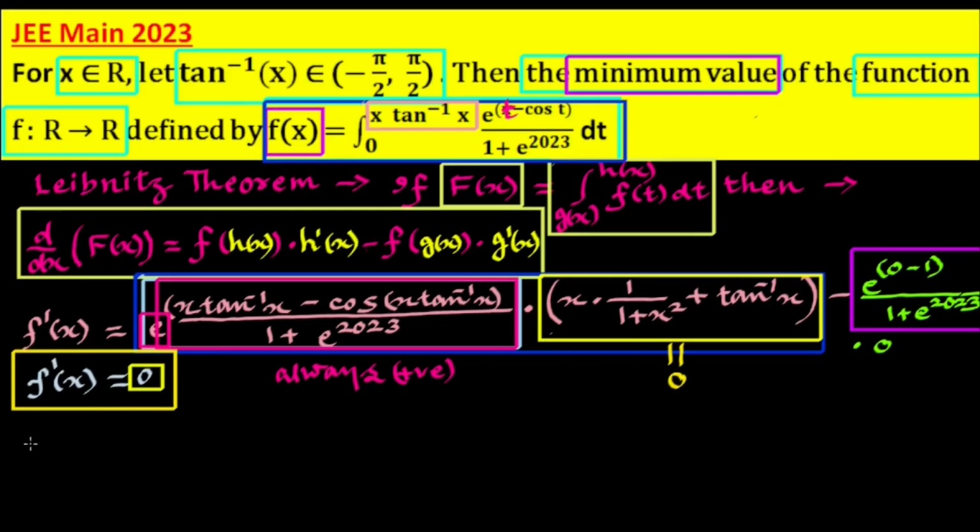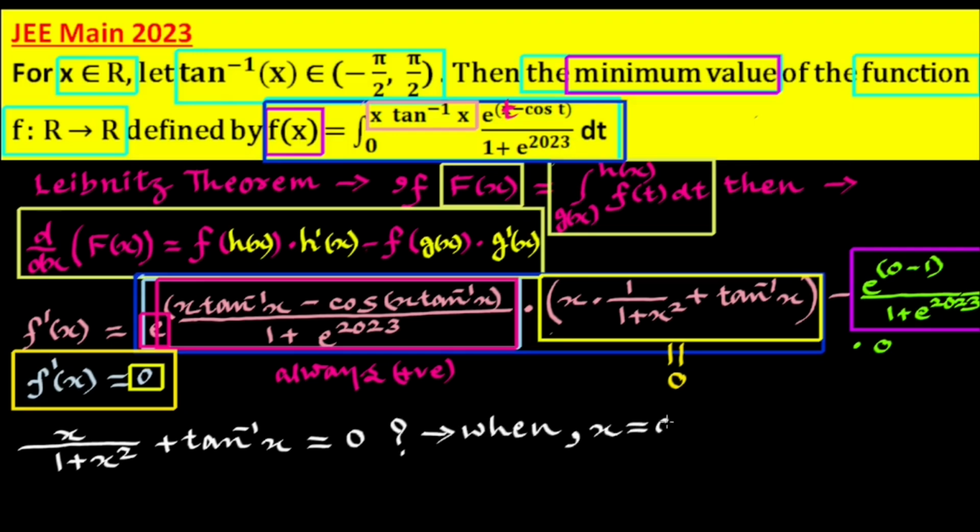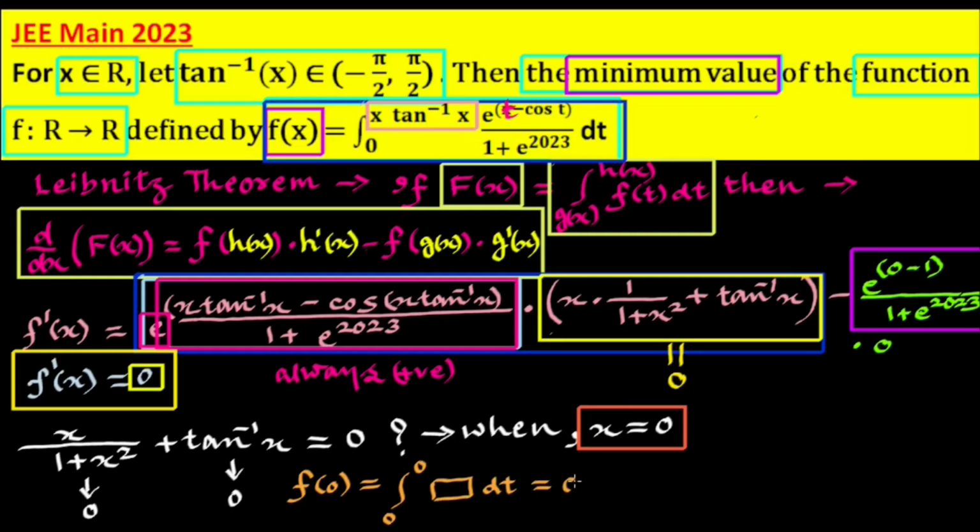Now this quantity x upon 1 plus x square plus tan inverse x will be 0 only when x is 0. Because when we put x equals 0, this will be 0 and tan inverse 0 is also 0. So the value of x responsible for making f dash x 0 is this x equals 0. Moreover, if we try to find f(0), it will be the integral from 0 to 0 of the given function, written in this box, dt, which will also be 0. So we conclusively say now that the minimum value of function f(x) is 0.